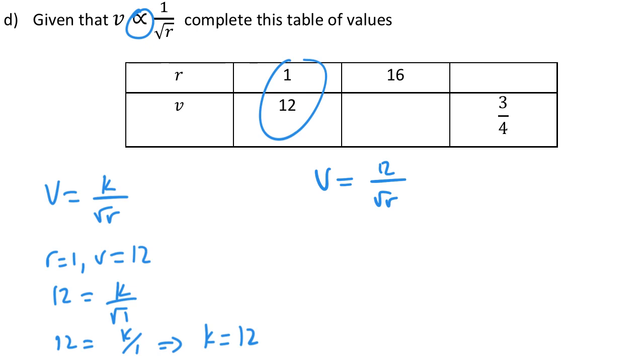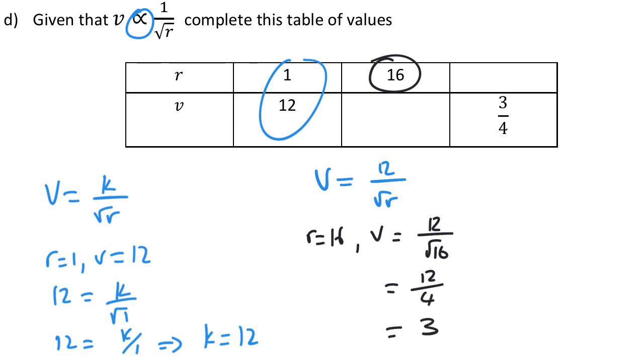Then the next part is to complete the table. So we've got an r value of 16. So when r equals 16, v equals 12 over the square root of 16, which is 12 over 4, which is 3. So v, whatever it happens to be, is 3.